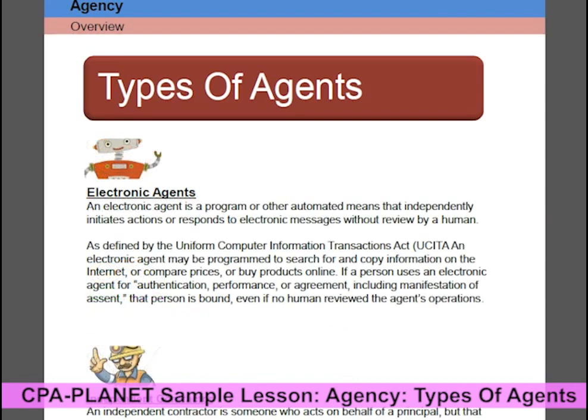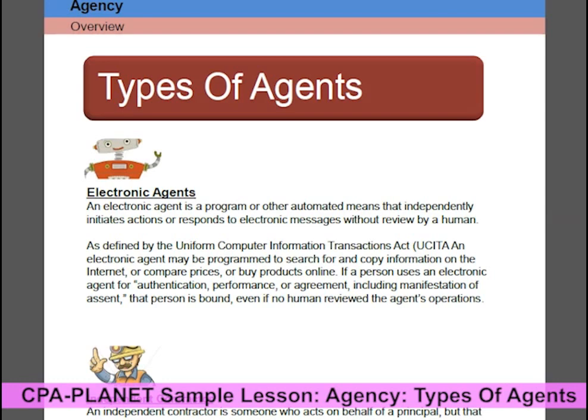Electronic agent. Electronic without a human. When artificial intelligence takes over, everything's going to be done by electronic agents. As defined by the Uniform Computer Information Transactions Act, an electronic agent may be programmed to search for and copy information on the internet, compare prices, buy products online.